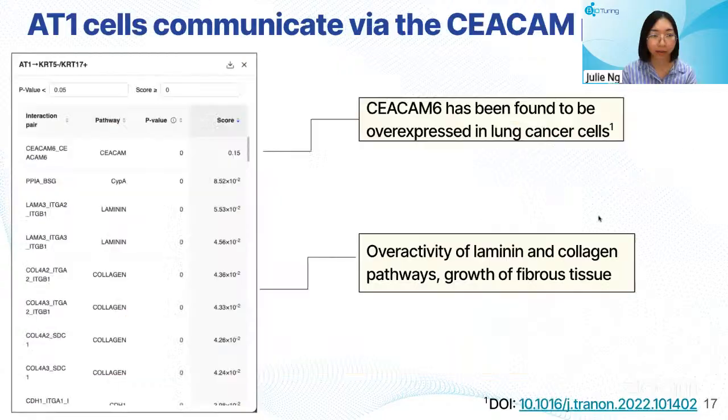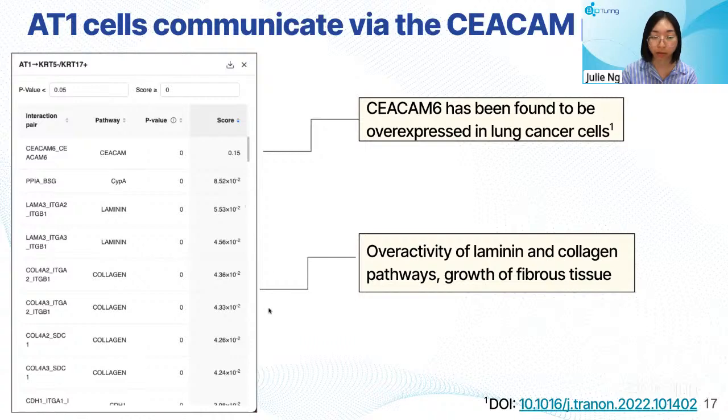Okay, and so again, to summarize some of the pathways that were enriched within that interaction of cells, we see that AT1 cells communicate via the CEACAM pathway. This pathway is the highest scoring pathway, and its interaction pair is through the CEACAM6 gene. And from previous literature, CEACAM6 has been found to be overexpressed in lung cancer cells. So again, we see the same repeating pattern of lung cancer characteristics.